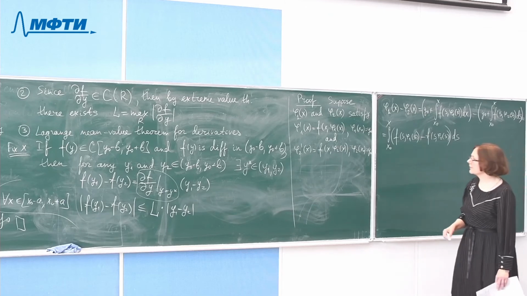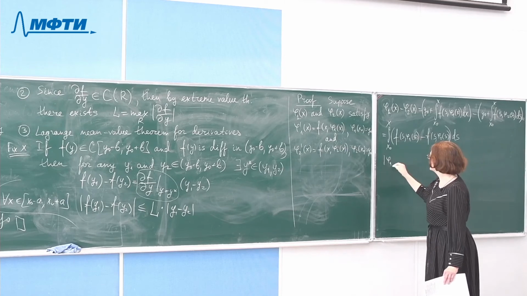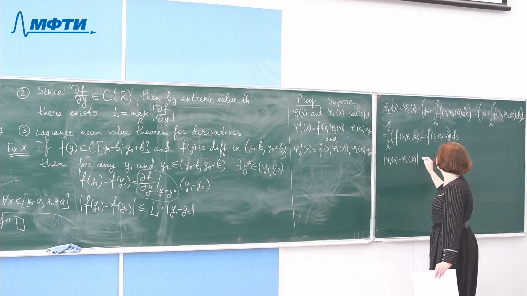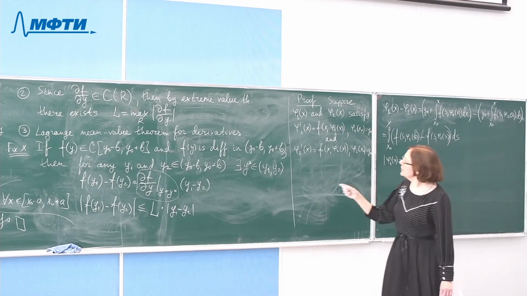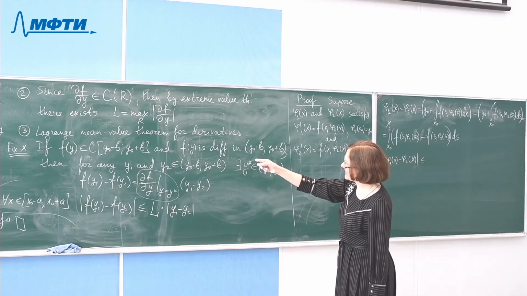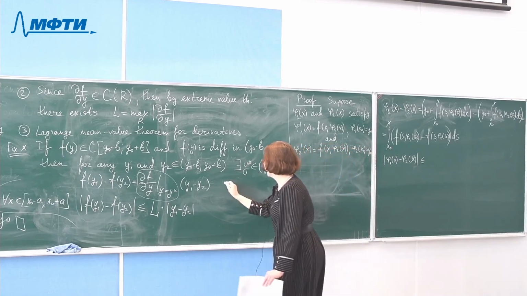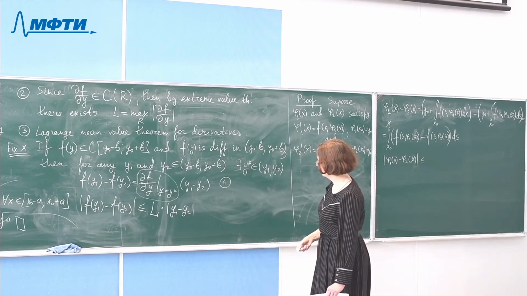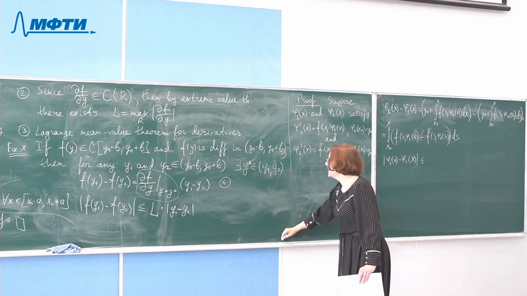Okay. Well, now I want to estimate the absolute value of phi1 of x minus phi2 of x. Okay, I will need one more fact from calculus. It was 2, 3, and fact number 4. So there is enough place for it.